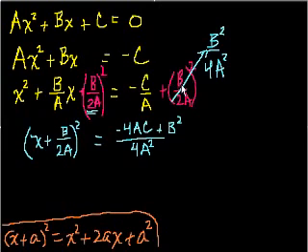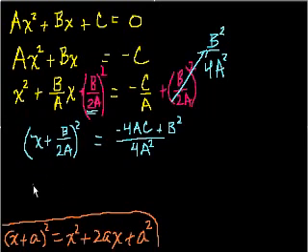I expanded this. I just took the square of this, b squared over 4a squared, and then I added this to this. I got a common denominator. And minus c over a is the same thing as minus 4ac over 4a squared. And now we can take the square root of both sides of this equation. And this should hopefully start to look a little bit familiar to you now.